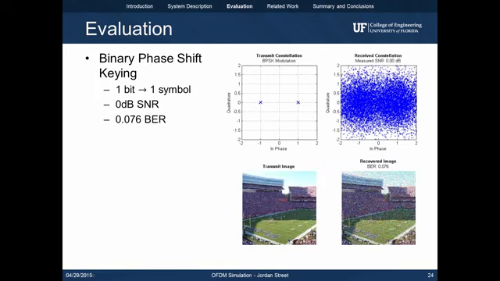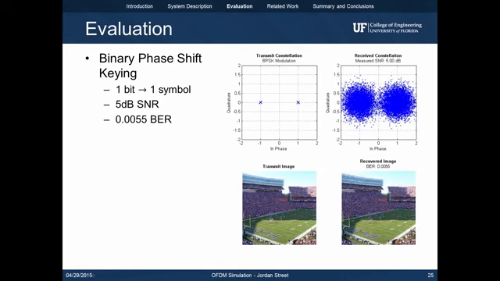We first look at binary phase shift keying. BPSK consists of 2 points on the in-phase axis opposite the quadrature axis and maps one bit to one symbol. For 0 dB SNR, we achieve a bit error rate of 7.6%. By increasing the SNR to 5 dB, we can reduce the BER down to 0.55%.